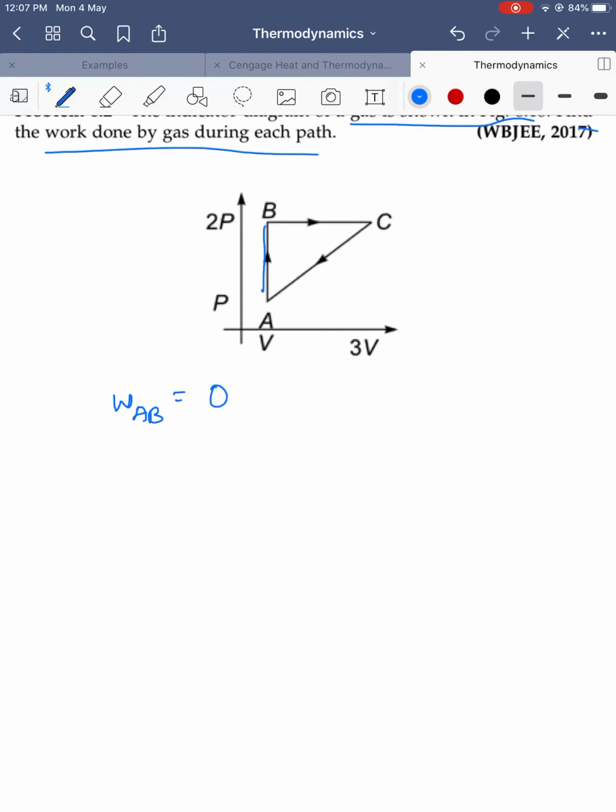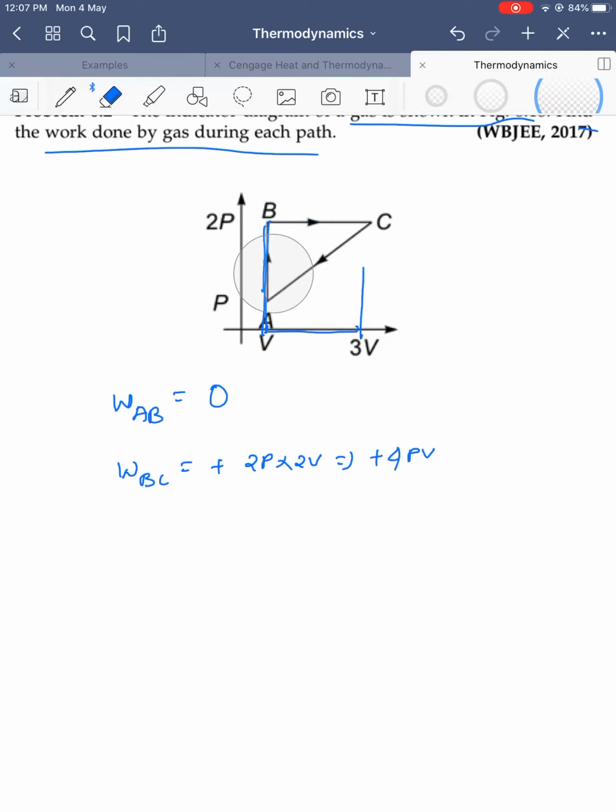Work done in process BC. BC is the area under the curve, and volume is increasing. Is it positive work or negative work? Positive work. So positive, area under the curve. It is a rectangular section, with height 2P and width 2V. It is equal to plus 4PV. So work done in the BC process is done.